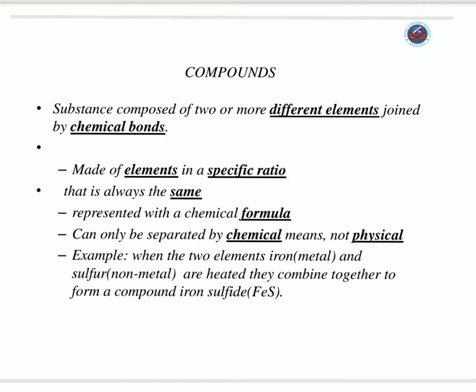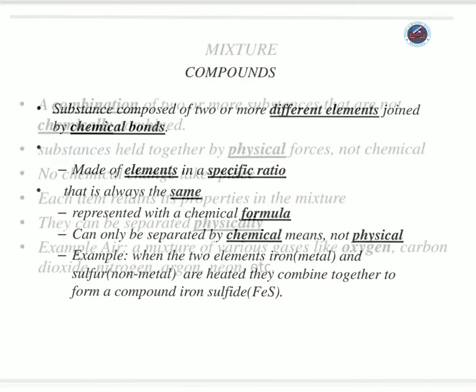To give an example of a compound, when two elements, iron and sulfur, where iron is a metal and sulfur a non-metal, are heated, they combine together to form a compound called iron sulfide.